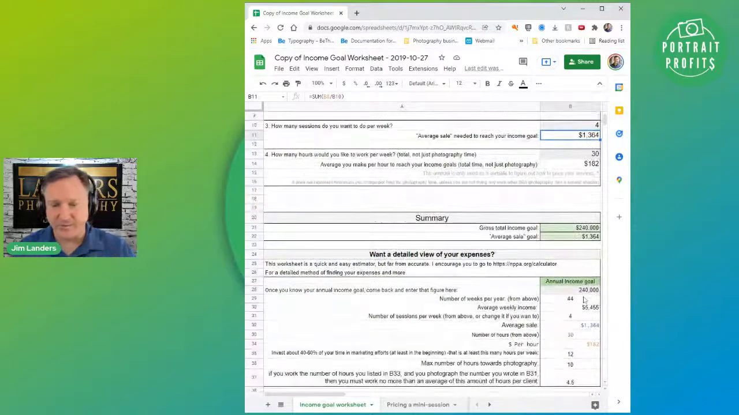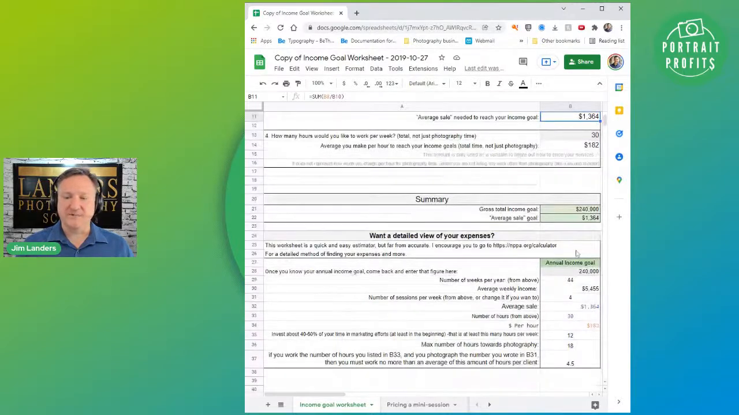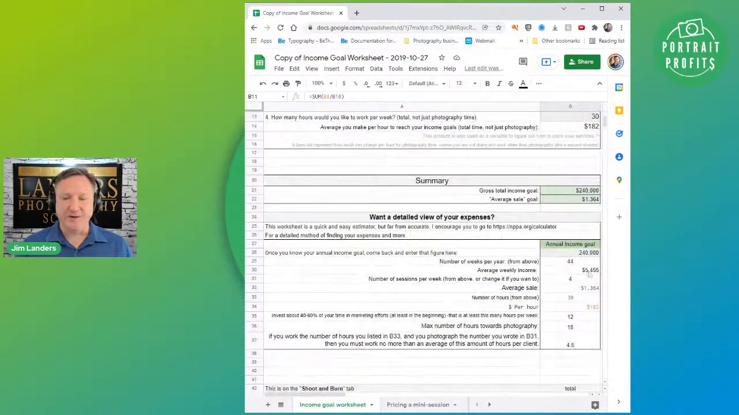All right, so summary. Our goal, 240,000. We're working 44 weeks per year. We need to bring in an average of $5,500 for every week. We have four sessions per week.